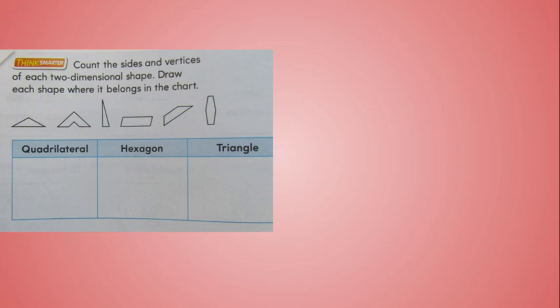All right, so that first shape has 3 sides, so it would be a triangle. The next shape has 6 sides, so that is a hexagon. Then we have another 3-sided shape, that's a triangle. Next, we have a 4-sided shape, that's a quadrilateral. Then another 4-sided shape, another quadrilateral. And then the last one has 6 sides, which makes it a hexagon.